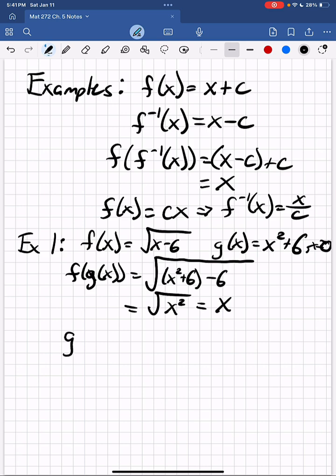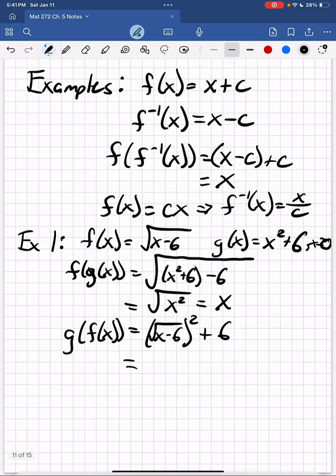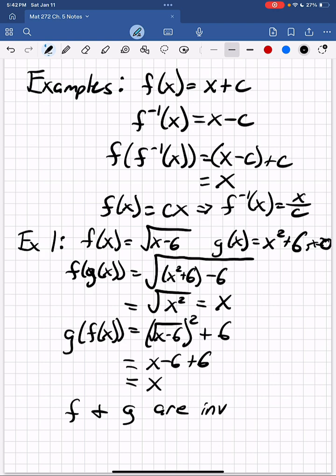Okay, and then I want to test to see if it's the same way in the other direction. So I'm going to take the square root of x minus 6, plug it in to square it, plus 6. I square the square root, that leaves me with x minus 6 plus 6, and that of course equals x also. So it is sufficient to say that f and g are inverses. Okay. So that would be how you could test to see if a function is an inverse.